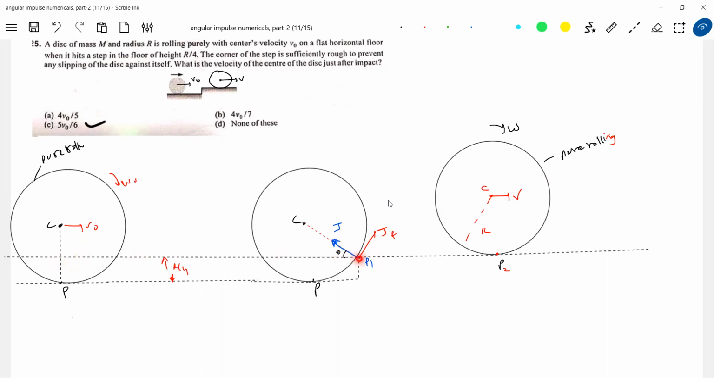About P1, what is the initial angular momentum? m v naught (r minus r by 4). Then angular momentum due to rotational motion about the center of mass. Then finally, due to translational motion m v r, then angular momentum due to rotational motion about the center of mass. Finish over. So what is the thing? L about P1 initial equals L about P1 final.